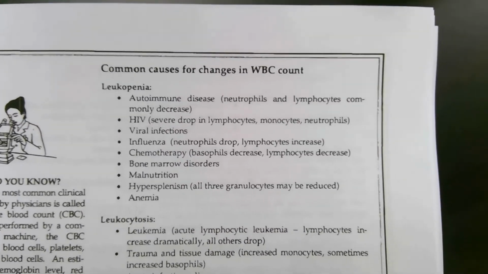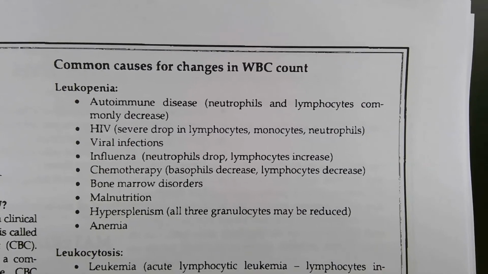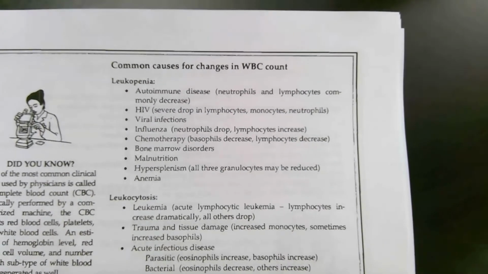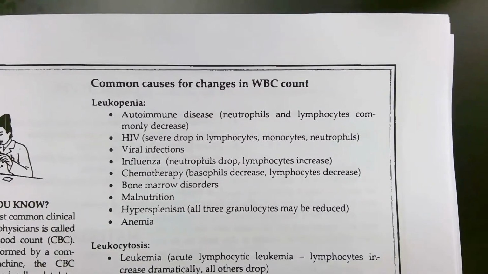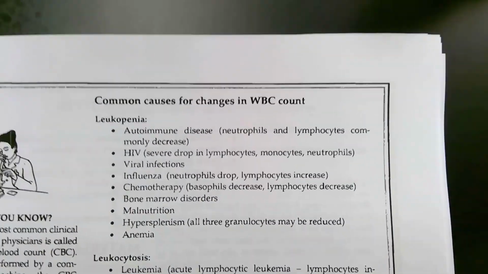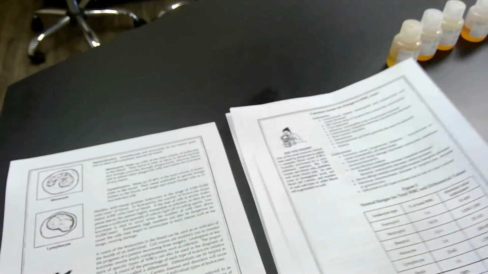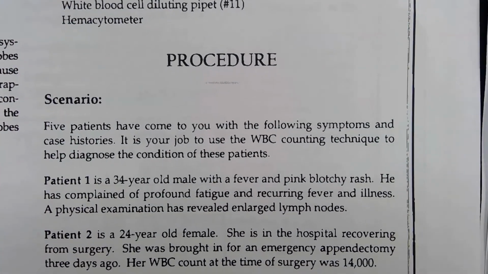So notice how the list, like for example, autoimmune disease, neutrophils and lymphocytes are decreased. So when you do the white blood cell count, if you see someone whose neutrophils and lymphocytes are low, then that might indicate an autoimmune disease. Now you can't diagnose them just from the white blood cell counts. You also have to look at the patient information.